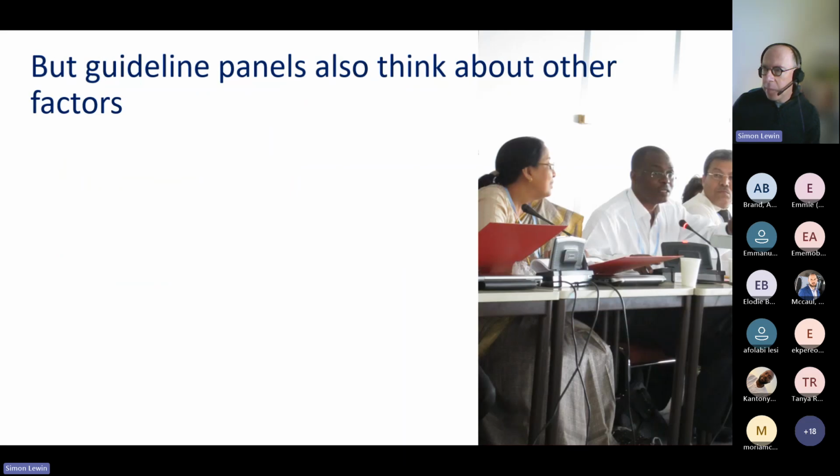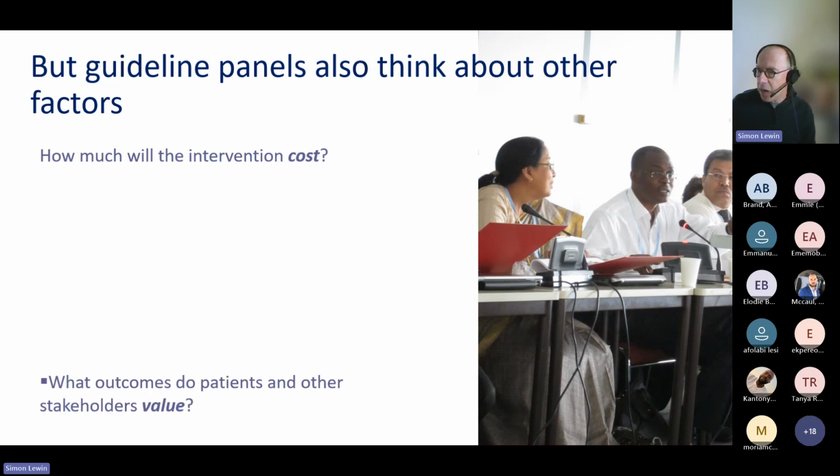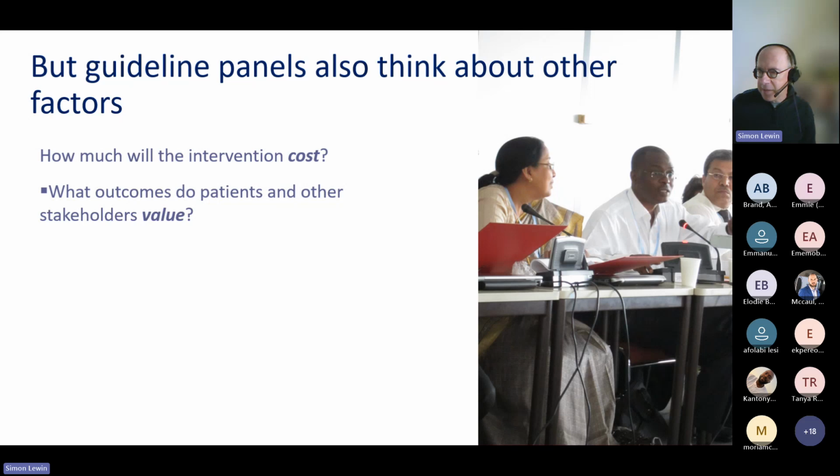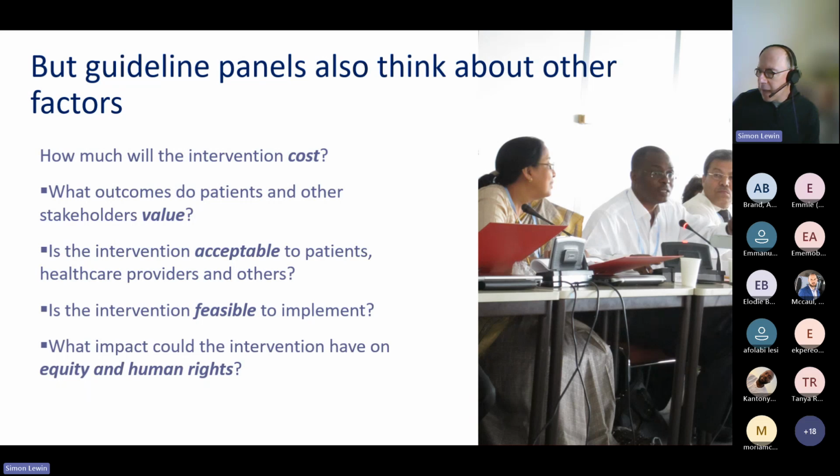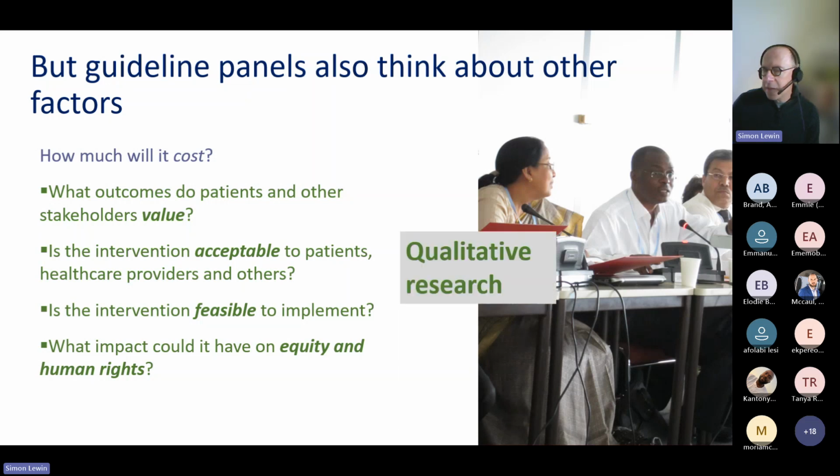But of course, guideline panels and decision makers also are concerned about a whole range of other factors. How much will the intervention cost? What outcomes do patients and other stakeholders value? Is the intervention acceptable to those affected, patients, healthcare providers, and others? Can we implement it in our setting? And what might the impact be on equity, gender, and human rights issues? And for all of the areas that are in green here, qualitative research can often provide very useful information within a guideline process. One could also use other kinds of evidence for some of these questions, but qualitative research is potentially an important one.